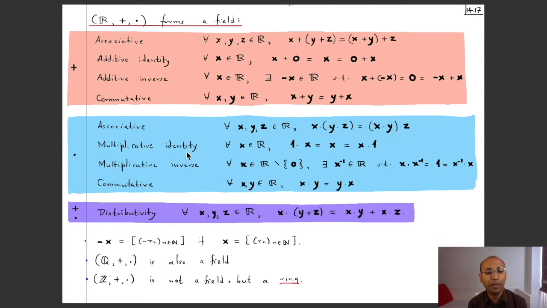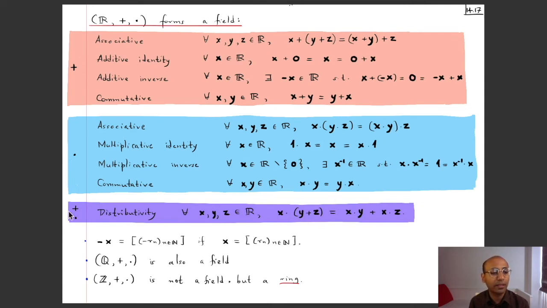Then there exists a multiplicative identity, which we have just introduced, and that's this real number 1, which is such that for every real number x, you have that 1 times x is equal to x, which is also equal to x times 1. And every non-zero real number has a multiplicative inverse. So that we will soon show, and that says that if x is a non-zero real number, then there exists another real number which we denote by x inverse, such that x times x inverse is the multiplicative identity, and that's also equal to x inverse times x. And moreover, multiplication is commutative. So for every two real numbers x and y, x times y is equal to y times x.